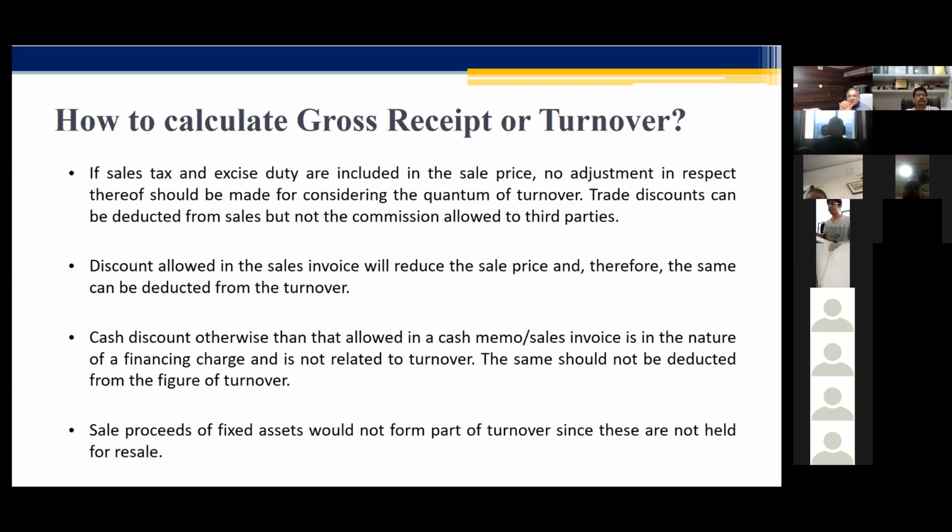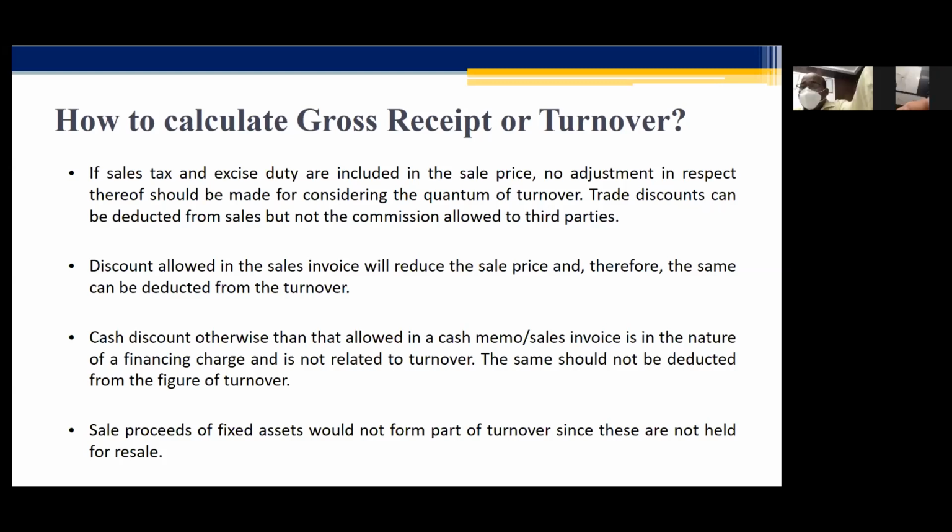Discount allowed in the sales invoice will reduce the sale price and therefore the same can be deducted. Whereas cash discount, otherwise than allowed in the cash memo or sales invoice, is in the nature of a financing charge and is not related to turnover. So trade discounts we reduce from sales, and therefore for the purpose of turnover under income tax also that will be reduced. That is trade discount or discount allowed which is mentioned in the invoice. But cash discount cannot be reduced for the purpose of determining turnover.